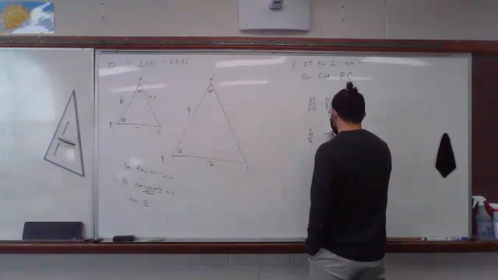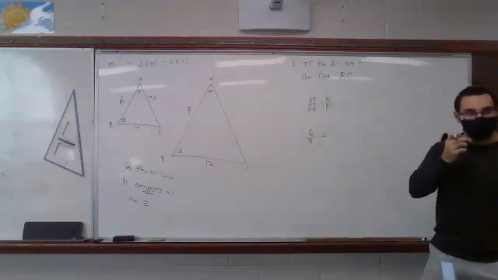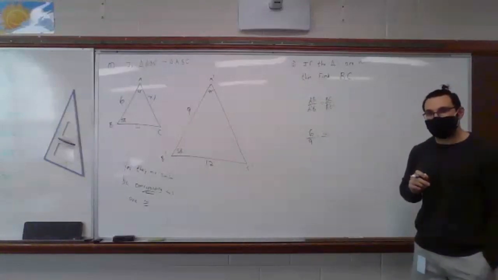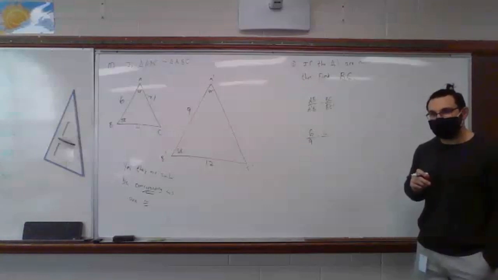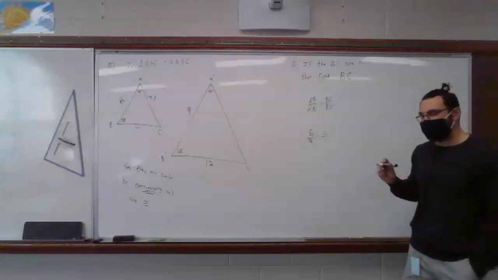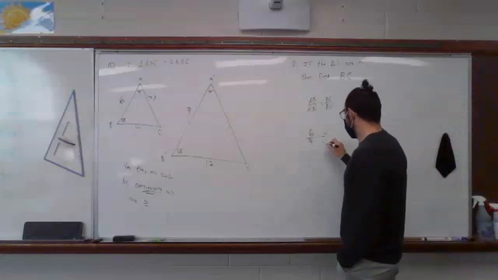Landon wants W. So BC is W. What are we going to call B prime, C prime? I just called you Landon. Oh my God, Levi, I'm sorry. Go ahead, Levi. What's B prime, C prime? B prime, C prime. 12. That's beautiful.